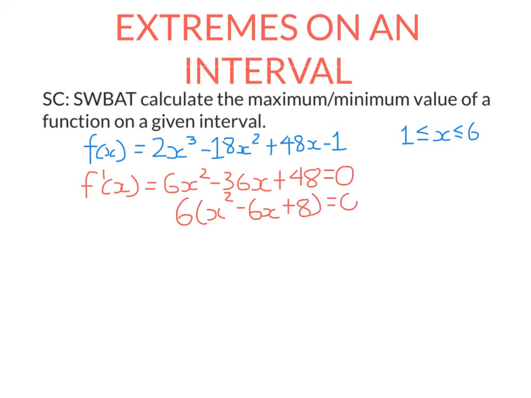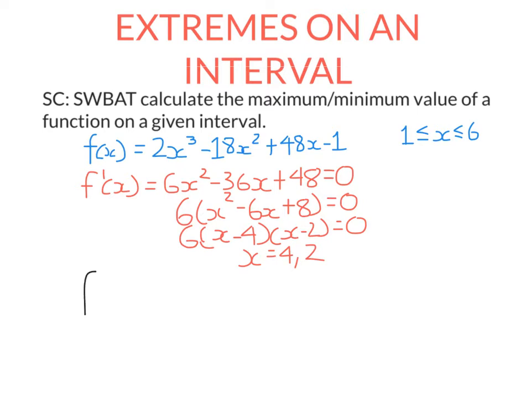I took out a common factor of 6, and then I just need to find two numbers that multiply to 8 and add to -6, which is of course -4 and -2. Now using the null factor law, either the first bracket is equal to 0 or the second bracket is equal to 0, which would mean x equals 2. So at x equals 2 and x equals 4, that's where possible stationary points occur.